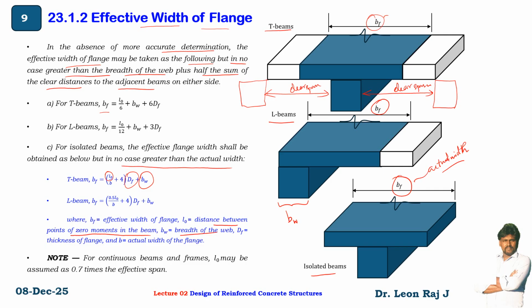Df is the thickness of the flange, bf is the actual width of the flange. So these are the terms. And one more thing, for continuous beams and frames, L0 shall be assumed as 0.7 times the effective span.